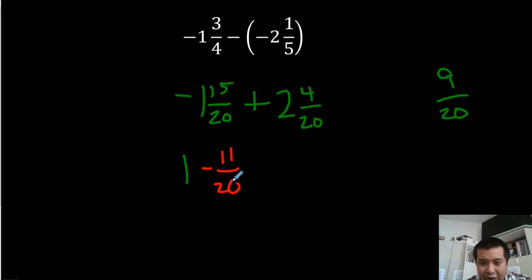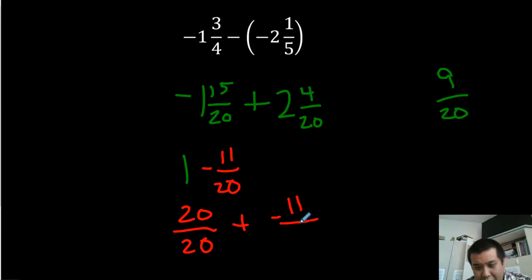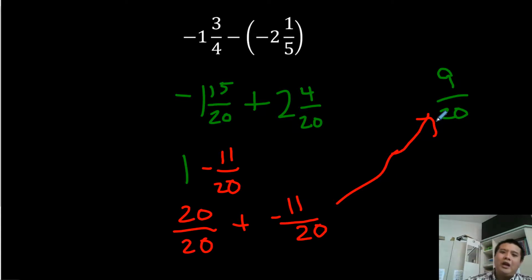You can do this. That's perfectly fine. But what you have to realize is that you have to combine this 1 with this negative 11 over 20. So then that becomes 20 over 20 plus negative 11 over 20, which would then at that point get us our final answer of 9/20. But notice how that takes a lot of mental gymnastics.